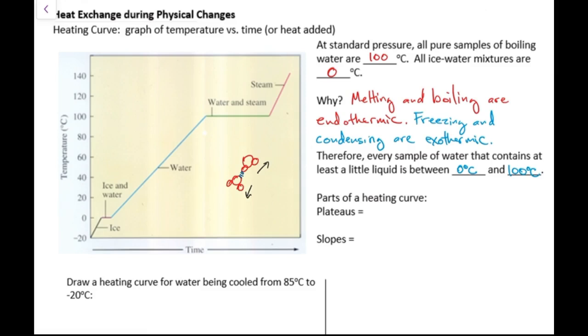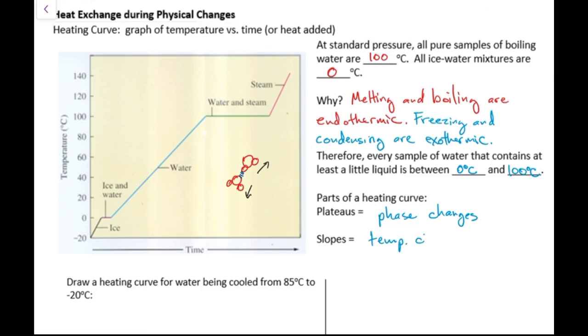So looking at the heating curve, which is this guy, it's temperature versus time. And if we look at what the plateaus represent, we just pretty much talked about this. The plateaus are phase changes. Now the slopes, of course, just represent temperature changes, right? So the slopes we have from -20 up to 0, and then from 0 up to 100, and then from 100 up to 140 or whatever. So they're just temperature changes.